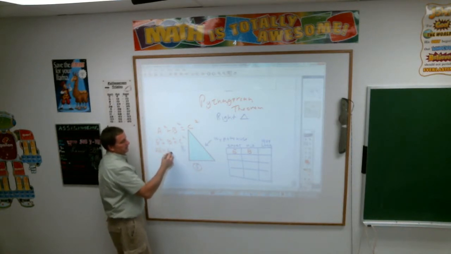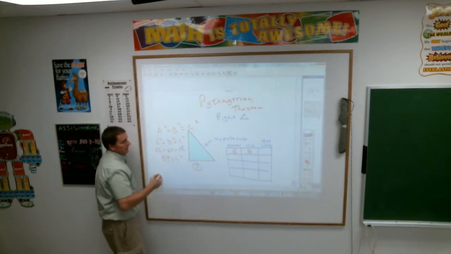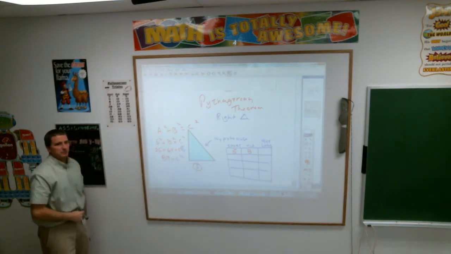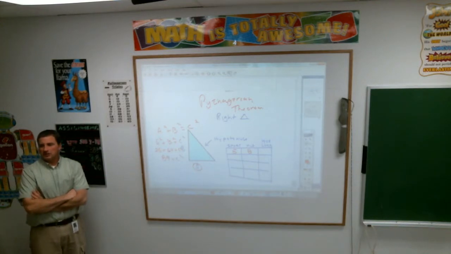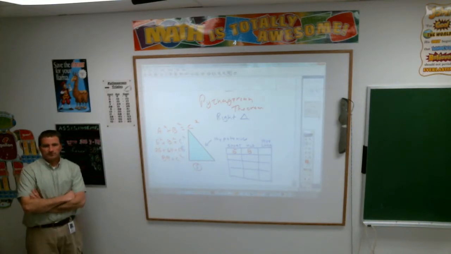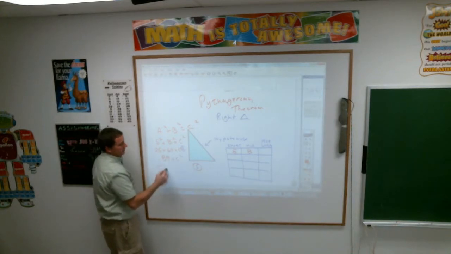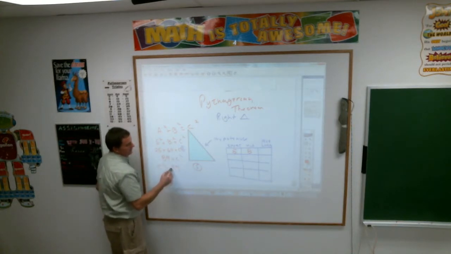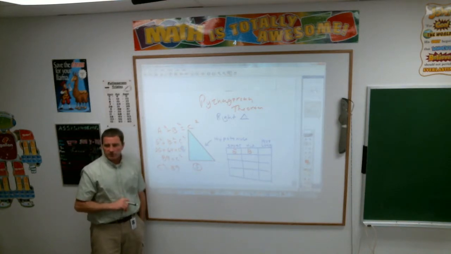8 squared is 64. What is 25 and 64? 89. Here was the big issue. If 89 equals c squared, you remember us taking a long time to do this? What does the letter c equal? If c squared equals 89, what number times what number gives you 89? There is none, but how do we show that?